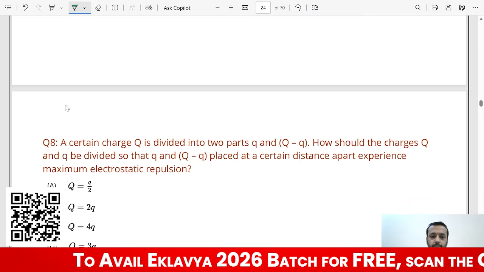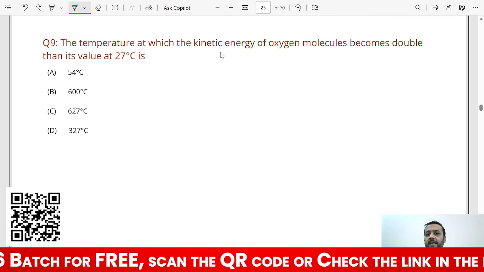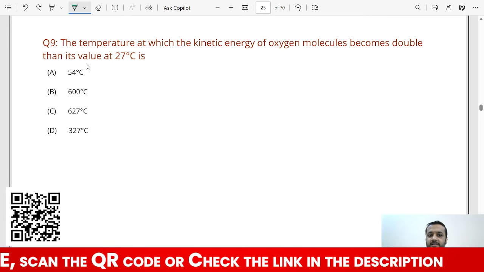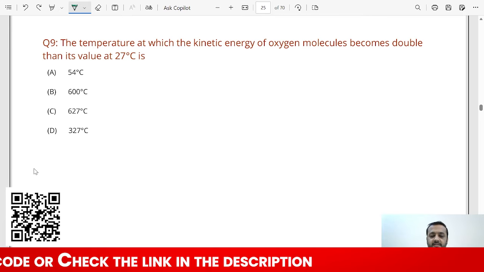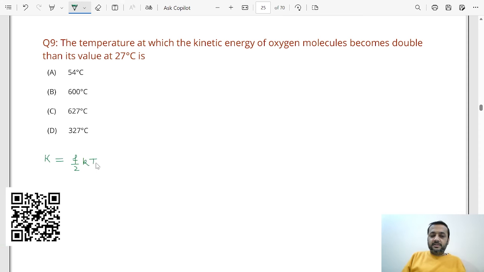All right, let us see the next question here. The temperature at which the kinetic energy of the oxygen molecule becomes double of its value at 27 degrees Celsius. Very easy question. Kinetic energy of any molecule is written as f by 2 kT. Here temperature should be in Kelvin. So this 27 degrees Celsius becomes 300 Kelvin.